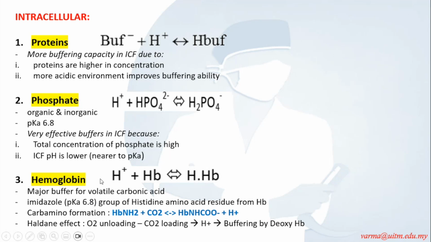How does hemoglobin do this buffering activity apart from the bicarbonate system? Hemoglobin, remember, has multiple ways of buffering. One is the deoxyhemoglobin directly buffering the H plus, and another is by carbamino formation, also by the Haldane effect. So if you can mention it is a major buffer for volatile carbonic acid, 1 point. You can mention this equation, second. You can talk about the pKa, and if you don't remember the full carbamino equation, you can just mention the keyword. The buffering is done via the Haldane effect and carbamino formation is more than enough.